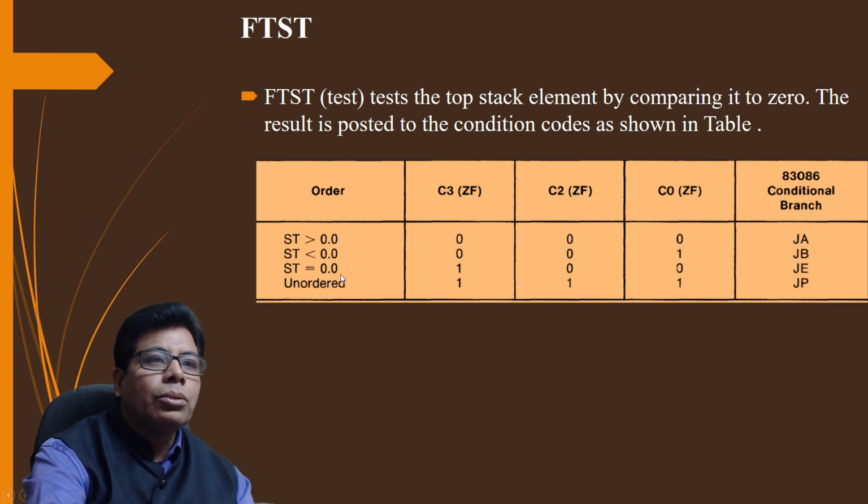Then if ST0 equals 0, the zero flag is set, so it will be jump on equal, and on unordered it will have the JP. So it is similar to the last table.